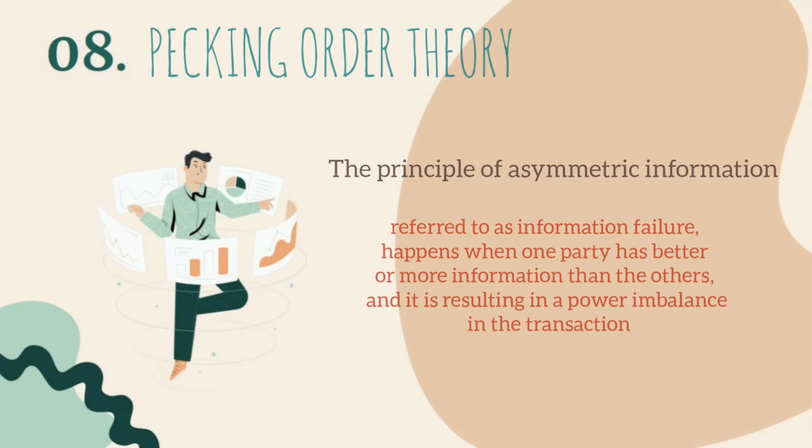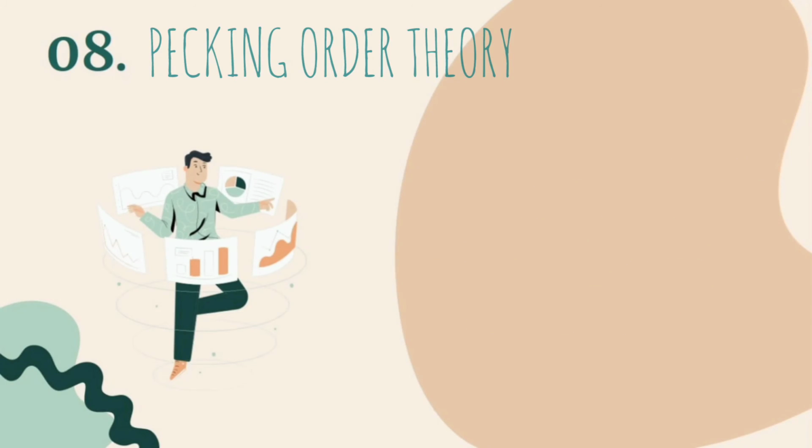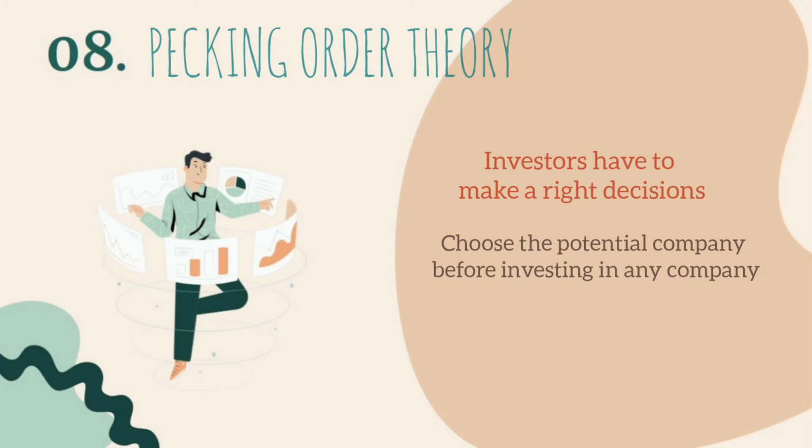The principle of asymmetric information gives rise to the pecking order theory. Information asymmetry, often referred to as information failure, happens when one party has better or more information than the others, and it results in a power imbalance in the transaction or a company. So, as an investor, you have to make the right decision and choose the potential company before investing in any company, and they can evaluate just by using pecking order theory in order to know information about the company itself, whether the company is in good or bad condition.